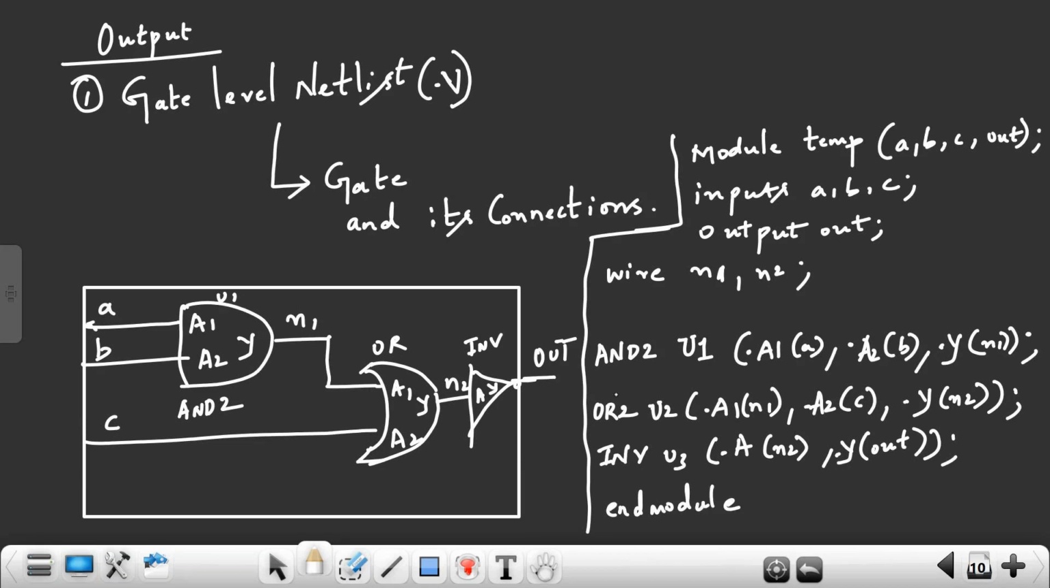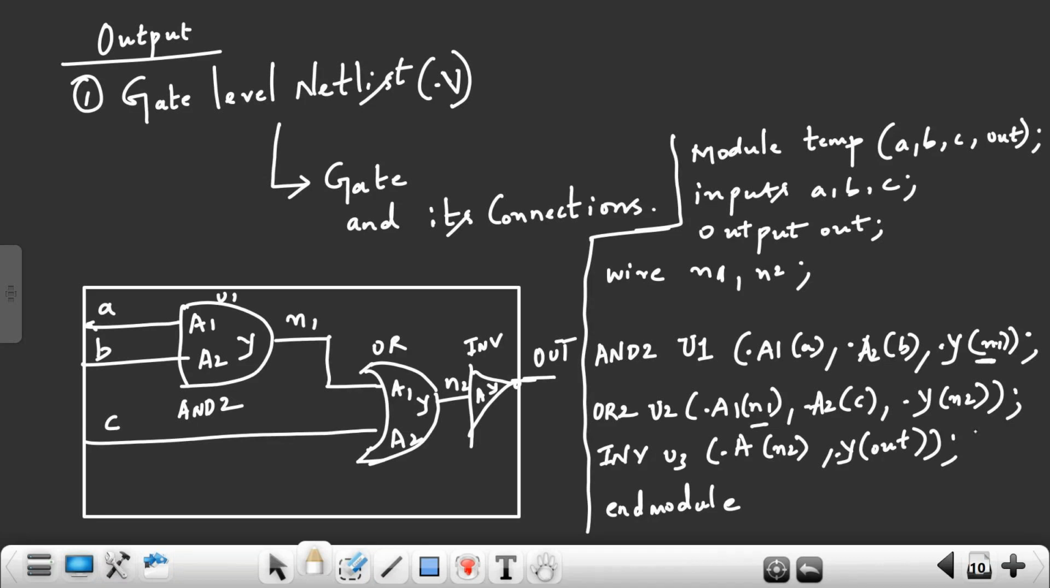So netlist has gates, information, and its connections. Connection is maintained, right? Everyone can listen here. This N1 net is connecting to which pin? Y pin, means output pin of your AND gate. And this N1 net is also connecting to A1 pin of your OR gate, means input pin of your OR gate. So connection is maintained. So my tool can understand that there is a connection between AND gate to OR gate.